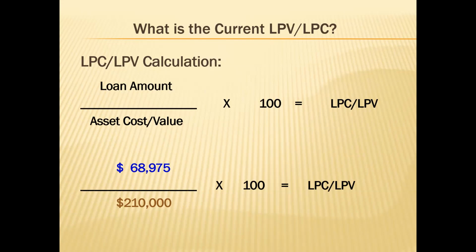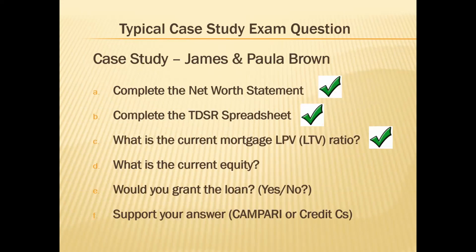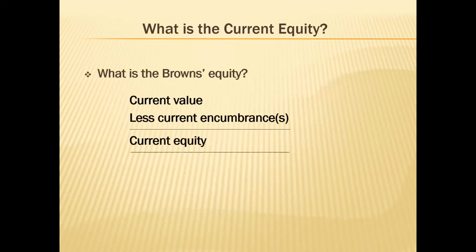So 68,975 divided by 210 gives us an LPV of 32.85, or 32.9, or 33%. Any one of those three would do. So we've looked at LPV. Let's look at equity.